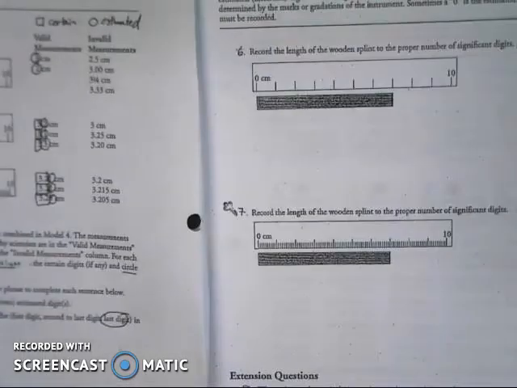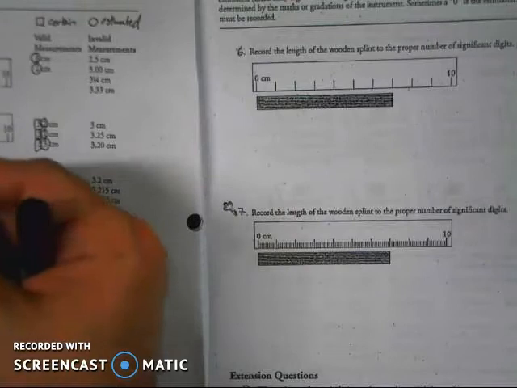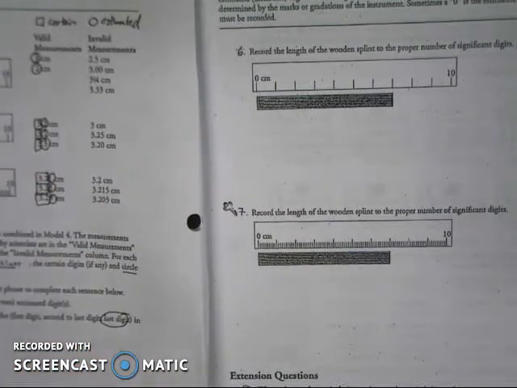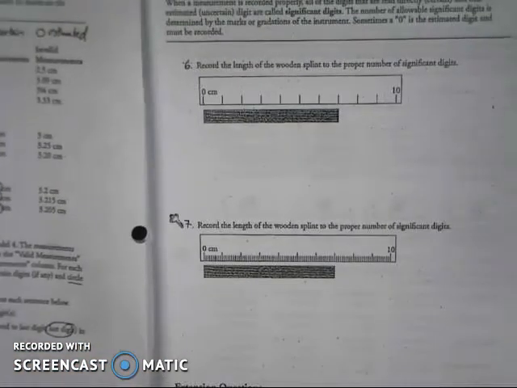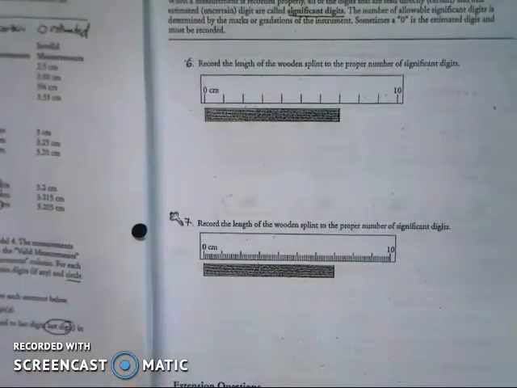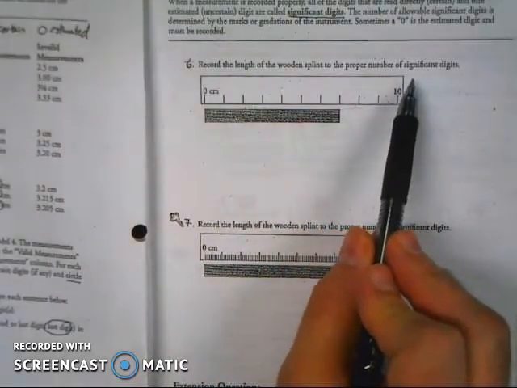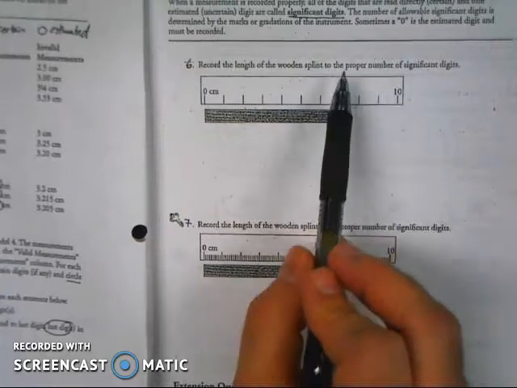Our next set, we're going to look at a couple more rulers. It says when a measurement is recorded properly, all the digits that are read, which are certain, and one estimated uncertain digit are called significant digits. The number of allowable significant digits is determined by the marks or gradations of the instrument. Sometimes a 0 is the estimated digit and must be recorded. So if we record the length of the wooden splint to the proper number of significant digits, we have to have all the certain ones and one estimated.